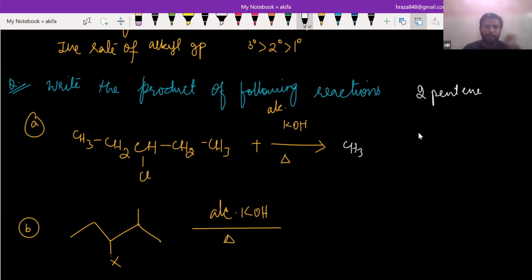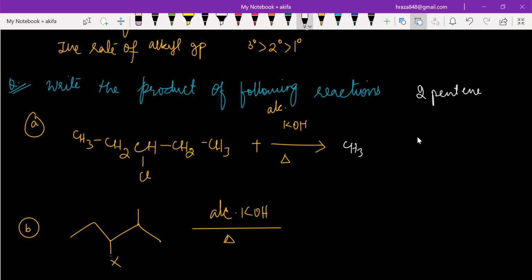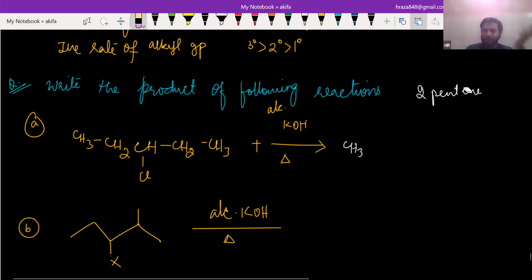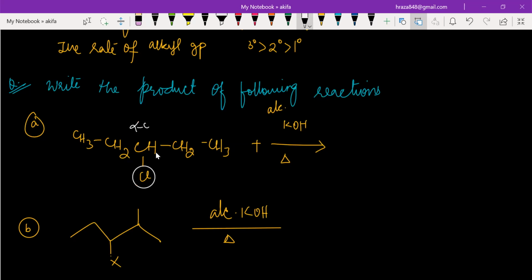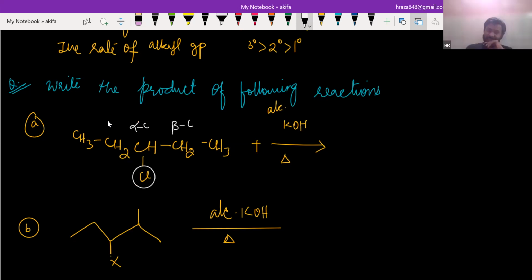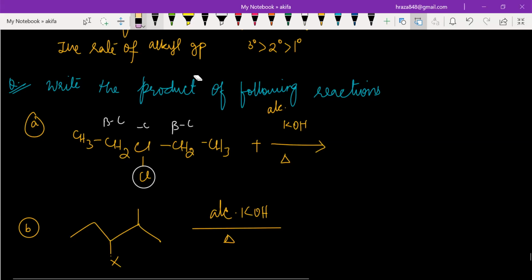So there will be two IUPAC names. The name of another compound. HCl is basically the byproduct. Whenever there is a question like this, how are you going to solve it? You just solve one, 2-pentene. You can see this is alpha carbon, right? Yes. And this is beta carbon, right? Yes. And this is beta carbon 2. What I told you is that the carbon which is attached to chlorine is called alpha carbon, and the carbon attached to the alpha carbon is beta carbon. So there will be two beta carbons, right? Yes. Now concentrate here.